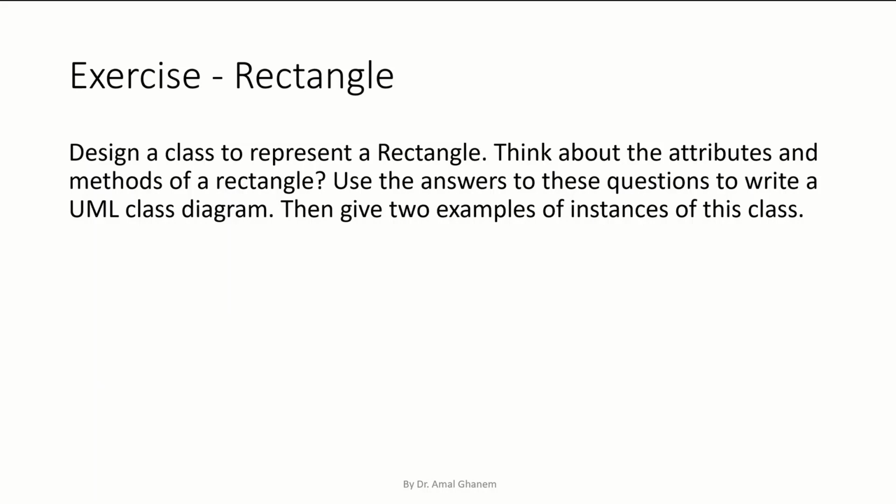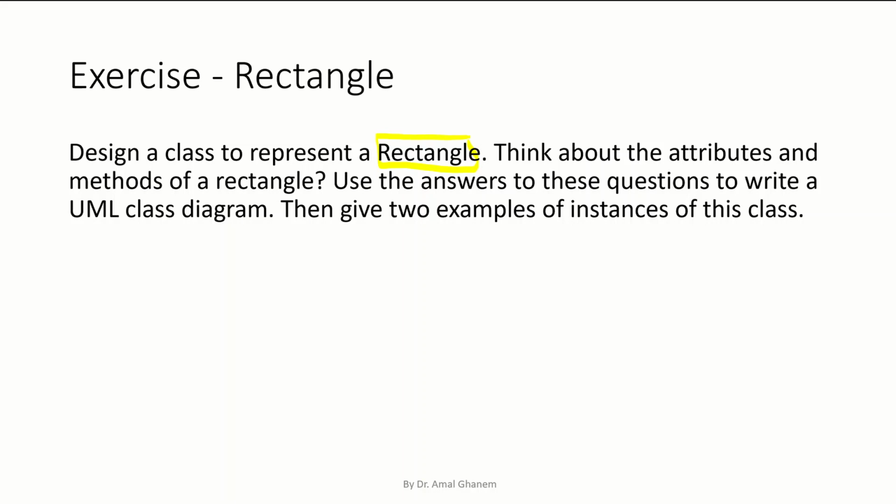So let's have a look at this example. It says here, design a class to represent a rectangle. So the first hint we have is rectangle, which is the name of the class. Think about attributes and methods of rectangle. So in this question, the attributes and methods are not specified, so it's up to us.